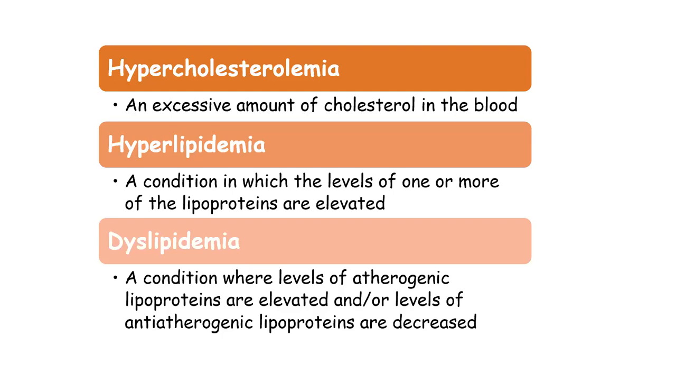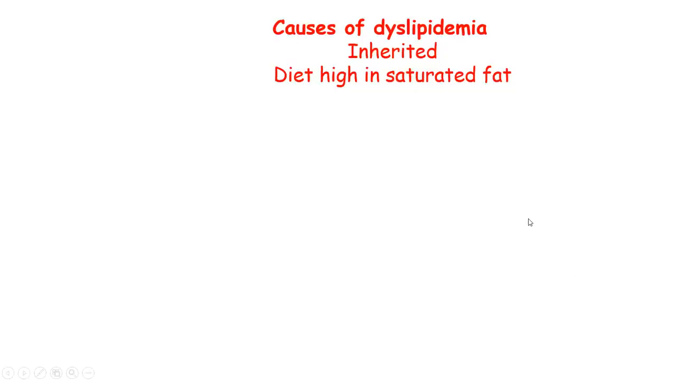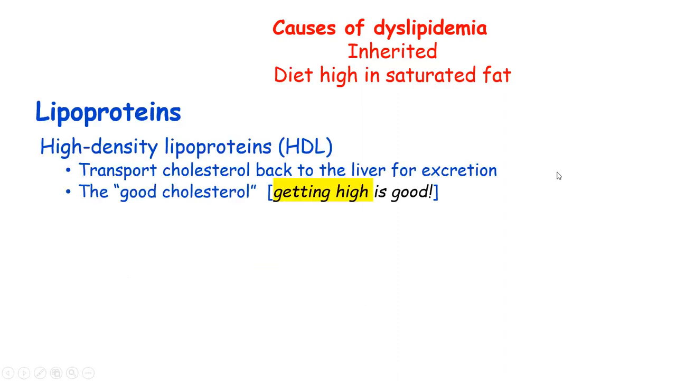Dyslipidemia is when atherogenic lipoproteins are elevated, and the levels of the anti-atherogenic lipoproteins are disproportionately decreased. What causes dyslipidemia? It can be inherited, it's genetic. It can also result if you eat a diet that's high in saturated fat.